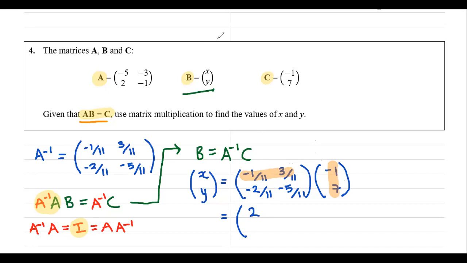For the second entry, let's just multiply that second row by the first and only column. Now this time we're going to get 2 over 11, subtract 35 over 11. That's going to give us negative 33 over 11, which, yes, is equal to negative 3. So we've now got an equivalence. Now we've got x must be equal to 2. All right, and y is equal to negative 3.